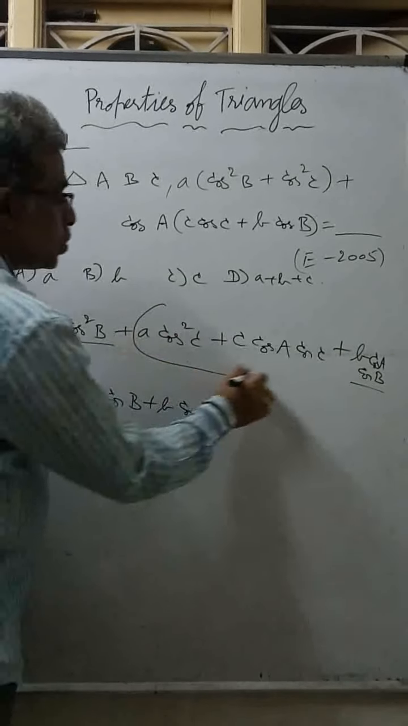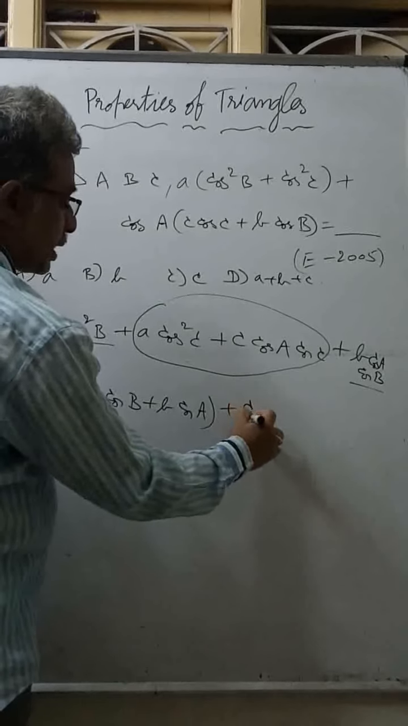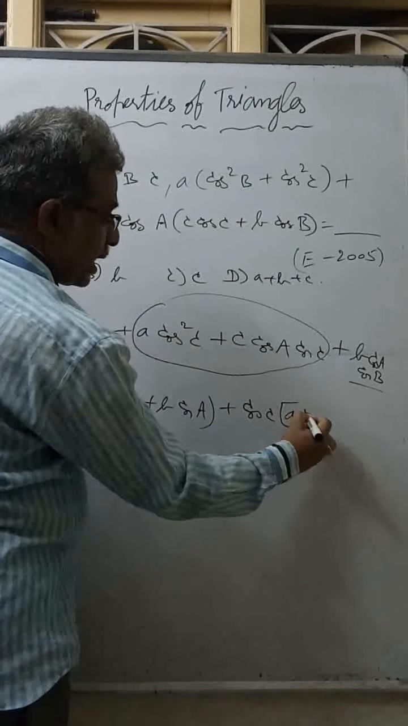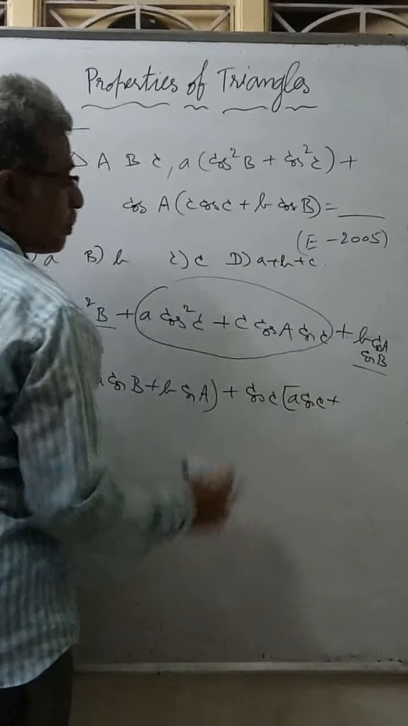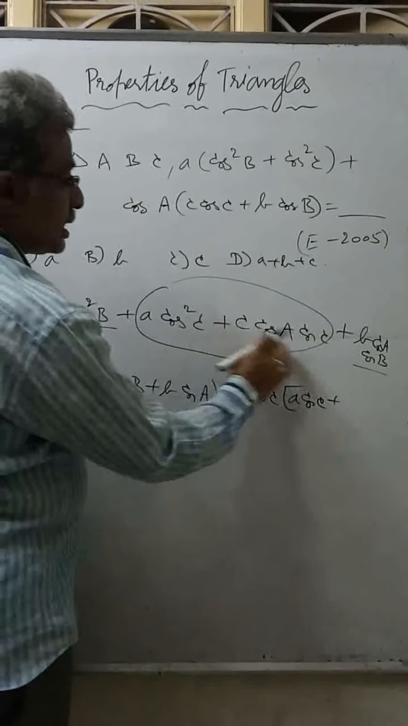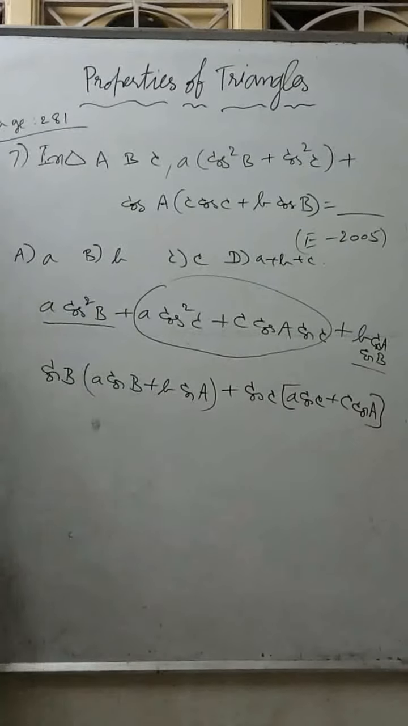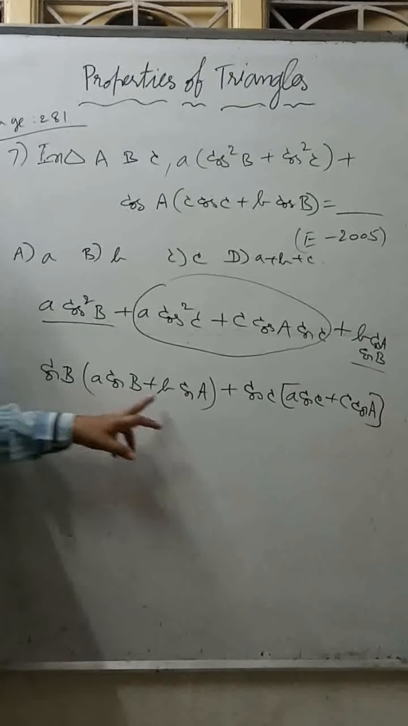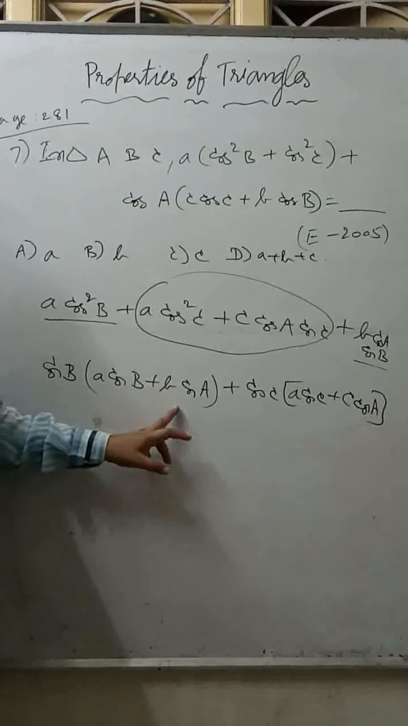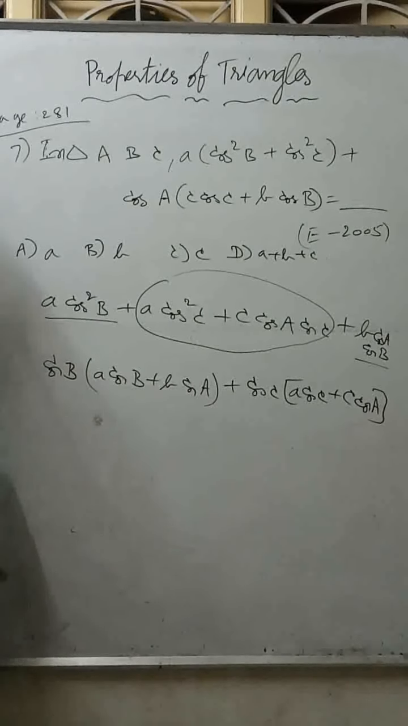And from these two, I can take cos C common. Left out here is a cos C plus, I took cos C common, c cos A. Now according to the projection rule, a cos B plus b cos A is c.